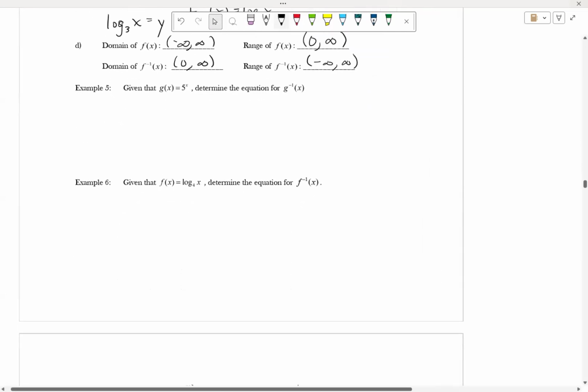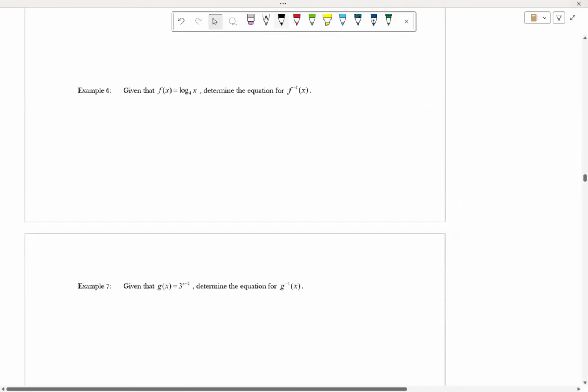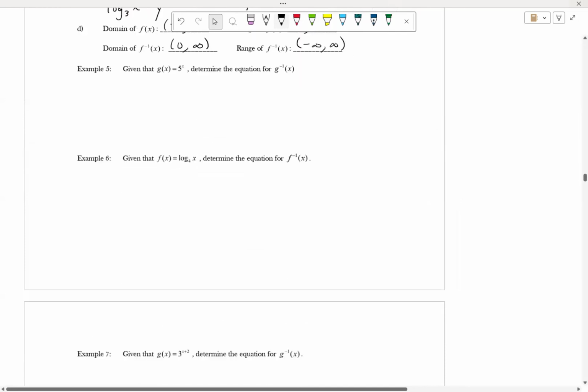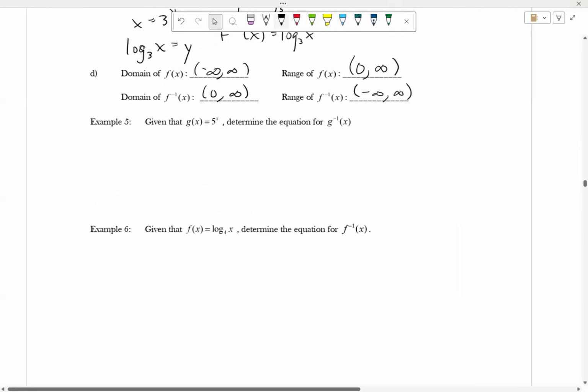Okay, I give you a moment to do 5 and 6. Not graphing anything, you're just finding inverses.